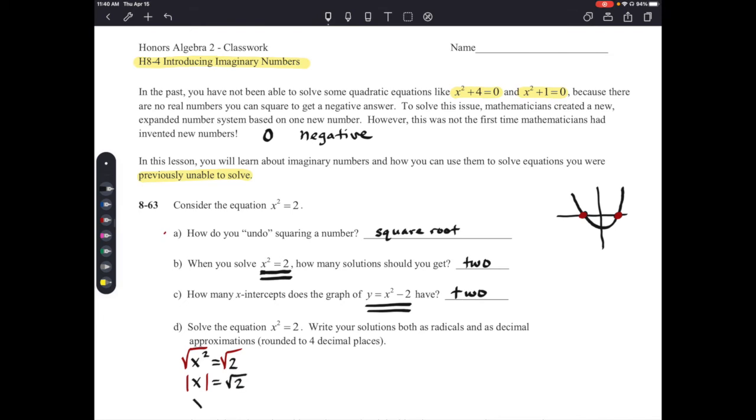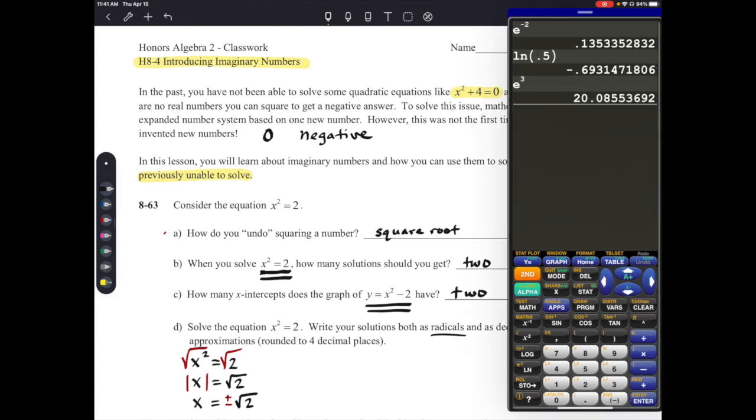And then when we take that x out of the absolute value, it tells us that whatever we have on the other side should be positive or negative. So we get x equals positive or negative square root of 2. So that is our answer as a radical.